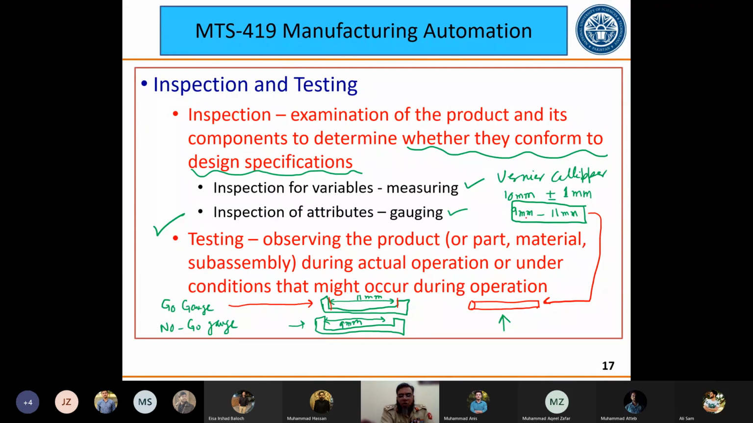So now I am going to make two gauges. One has a distance between these two edges as 11 millimeter, and the other one has the distance between these two edges as 9 millimeter. So this is the no-go gauge. So what now I would do? If you just look at my hand, this is something the gauge would look like. Can you see my hand in the camera?